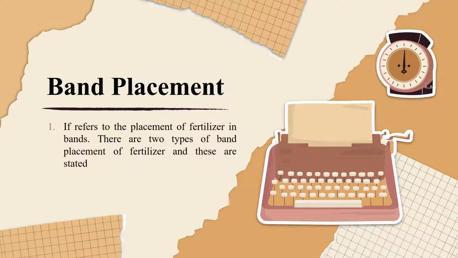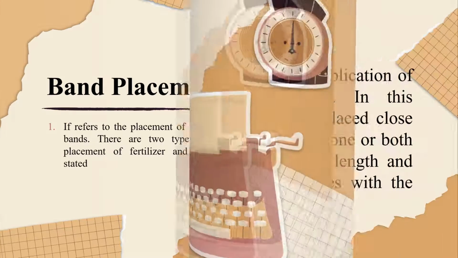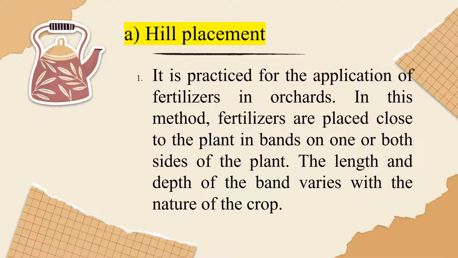Band placement. It refers to the placement of fertilizer in bands. There are two types of band placement of fertilizers, and these are stated. First, hill placement. It is practiced for the application of fertilizers in orchards. In this method, fertilizers are placed close to the plant in bands on one or both sides of the plant. The length and depth of the band varies with the nature of the crop.